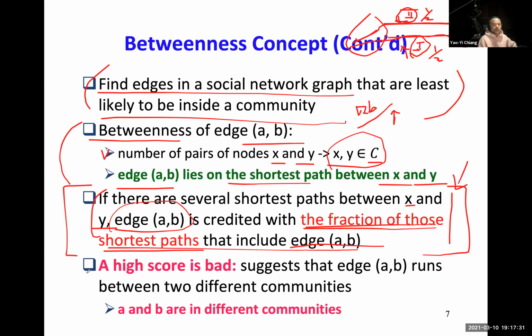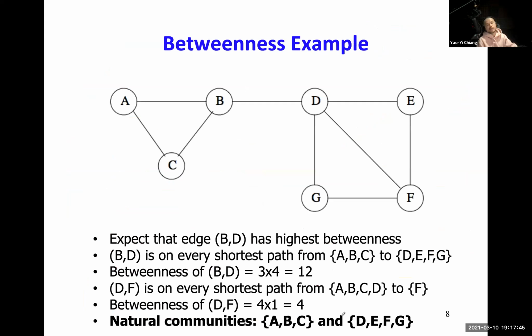A high score is bad. That means many shortest paths have to use this edge, just like our Russian bridge. And this also implies A and B are in different communities. If we look at one more example here, this is your graph. What would be the community that you think you will be able to identify?